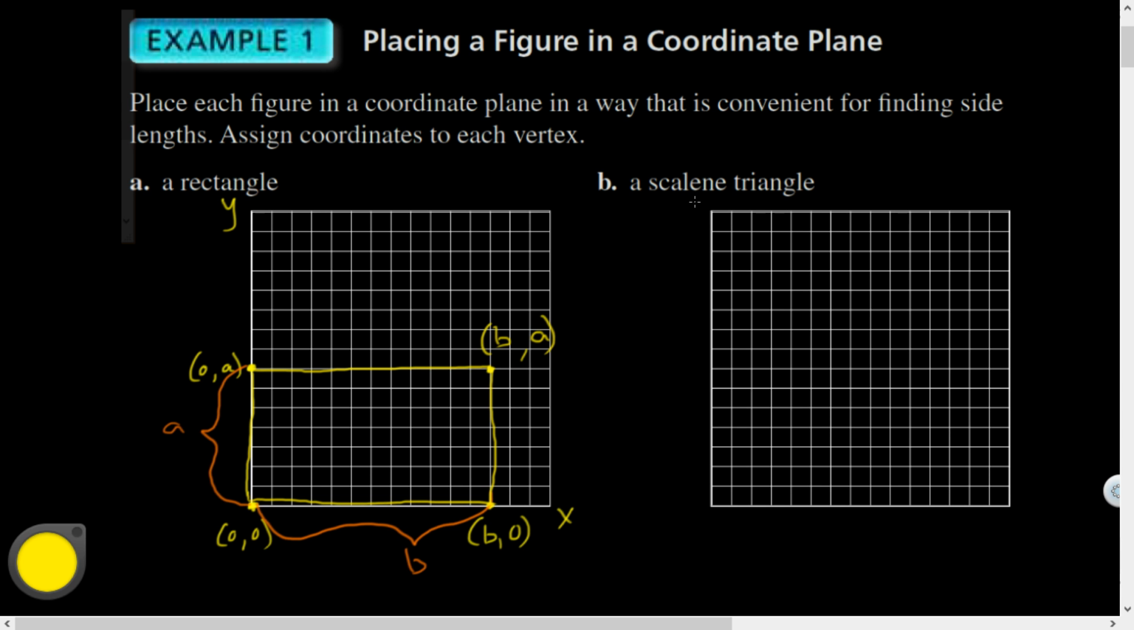All right, how about for a scalene triangle? Scalene, what does that mean again? None of the sides are congruent, okay? So I might as well set myself up working in the positive quadrant. Let's make one of our vertices 0, 0.